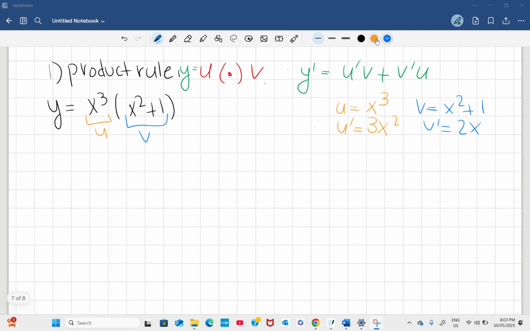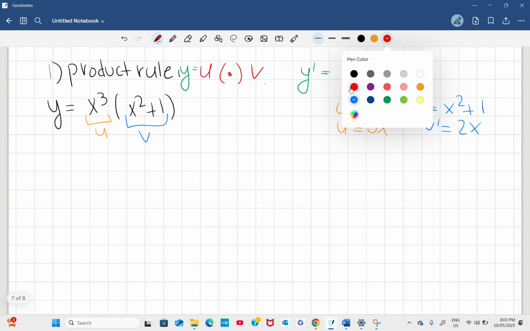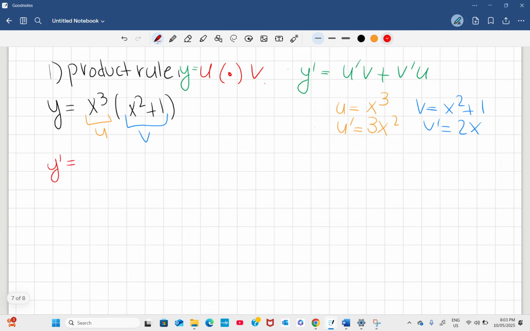Okay, now I'm gonna apply the rule. So my y prime is gonna be equal to u prime, which is 3x squared, times v. What's my v? x squared plus 1, plus v prime, which is 2x, times u, my u is x to the power of 3. Now this is the derivative. Now all we need to do is simplify.